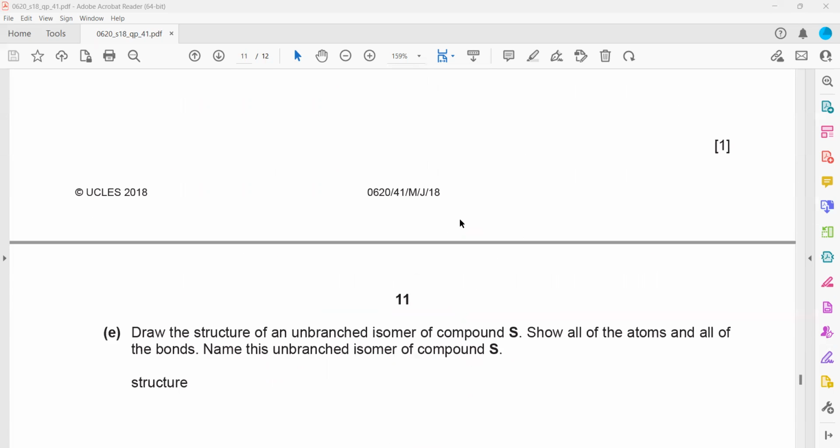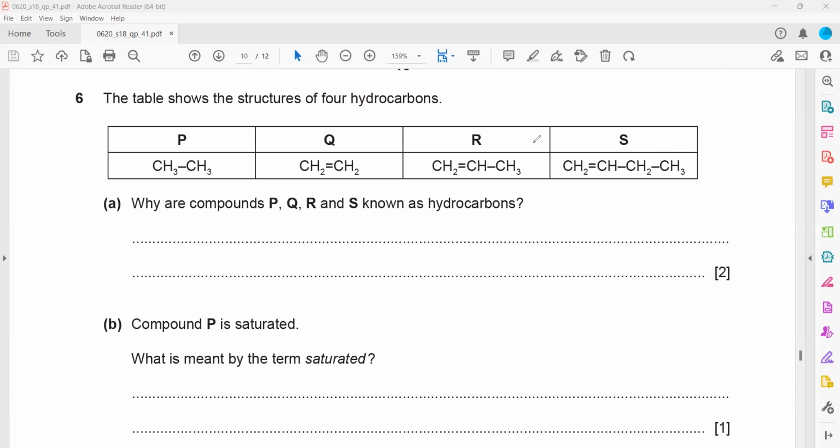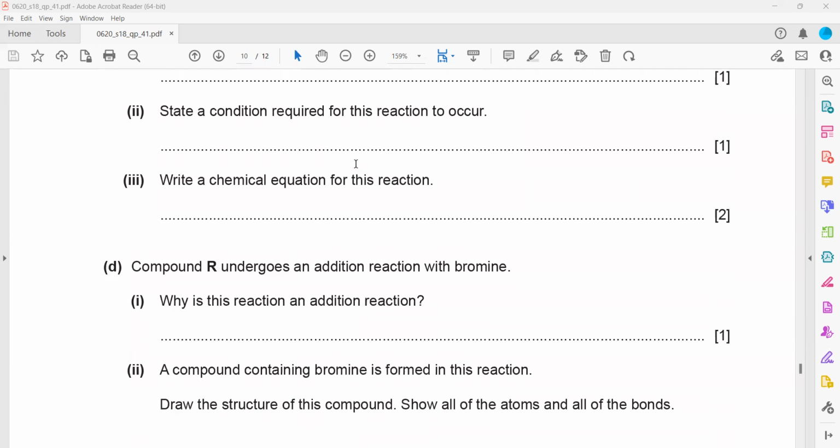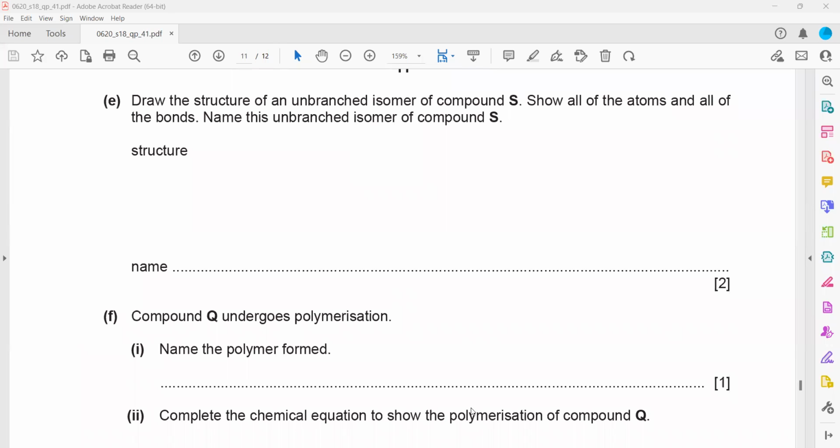Draw the structure of the unbranched isomer of S. So S is butene, with the double bond at the first carbon. Whenever we want to draw an isomer of an alkene, either we can change the position of the double bond or draw a cyclic compound. So we'll draw either a cyclic compound, or, as unbranched, what we can do is draw the same number of carbon atoms, just put the double bond at the second. And you have to show all the bonds and all the atoms. So this will have 3, this will have 1, this will have 1, and this will have 3.